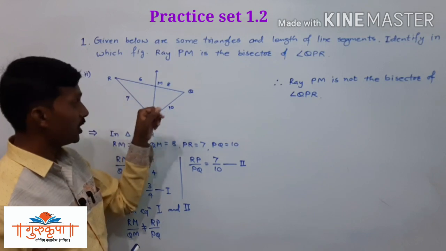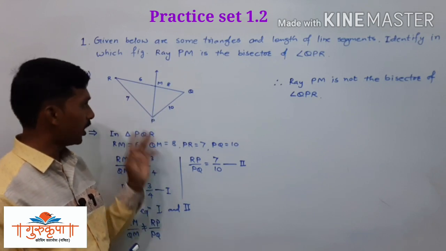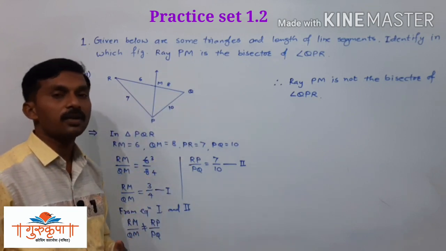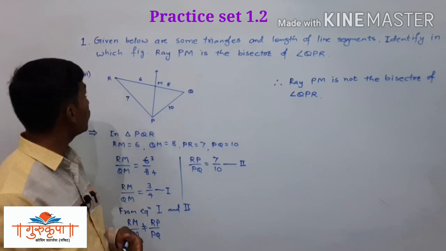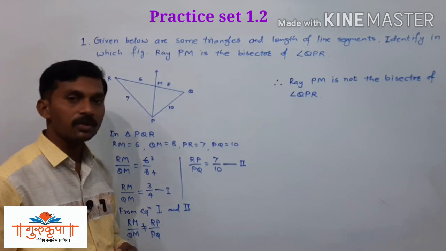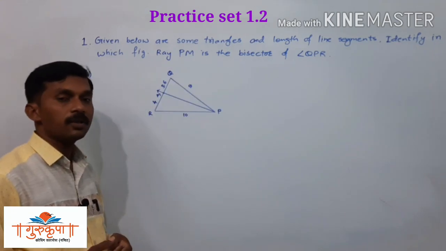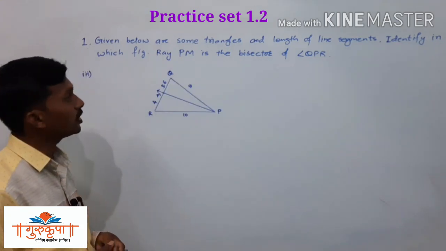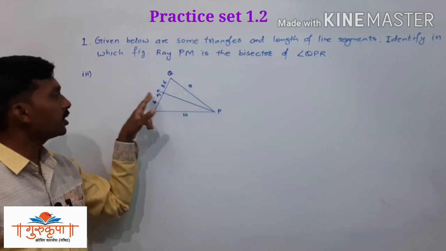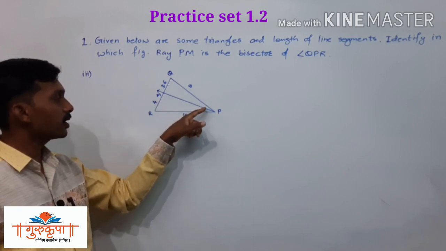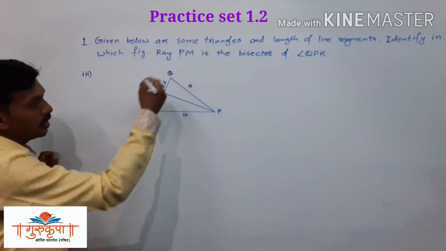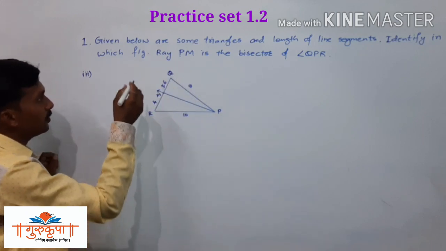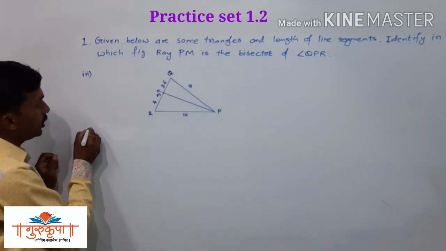So this is the second example. We write the answer of the second example here. Now we have one more example, that is the third example from the same question, question number 1. The question is again the same. We have to determine whether this ray PM is the bisector of angle QPR or not. So we will first write the measurements of the segments which we have available here.